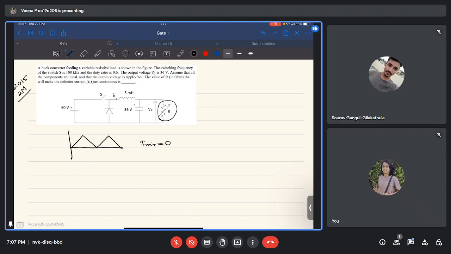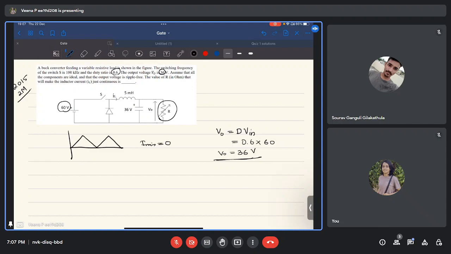So given it is a buck converter in continuous conduction mode, you know that the output voltage is duty cycle times the input voltage. It is given already. The output voltage is 36 volt, input voltage is 60 volt, and duty ratio is 0.6. And even if the duty ratio is not given, you can find it. So here duty ratio is 0.6, input voltage is 60, which will give you 36. So it is already given in the problem.